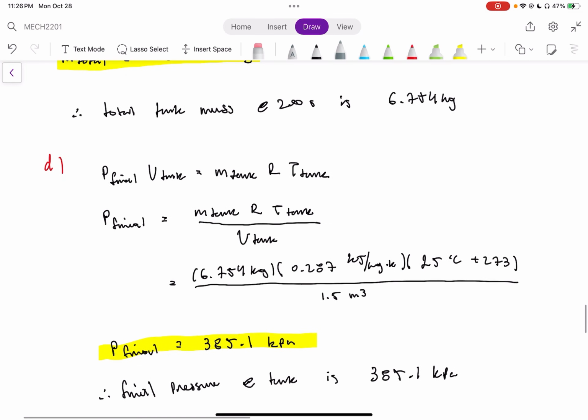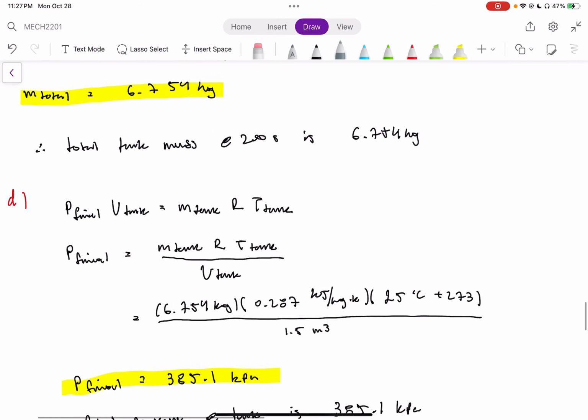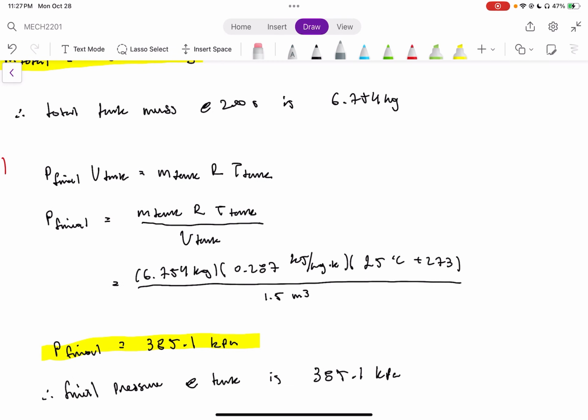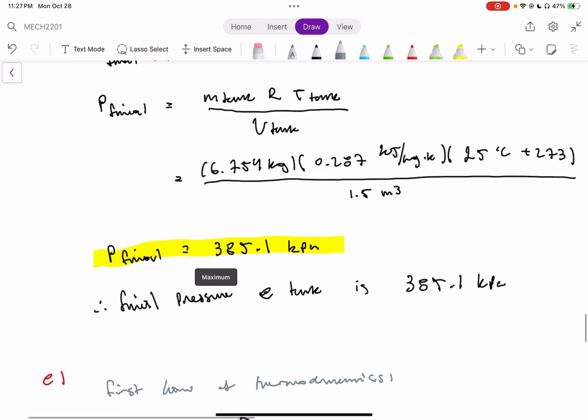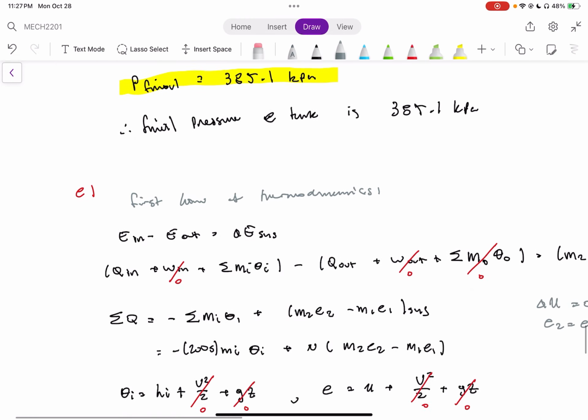At D, we're asked to find the pressure of the tank after 200 seconds of operation. We're given, yet again, the ideal gas equation. We isolate it for pressure, and we use the previously known mass with all the givens in the problem, and we get that the final pressure is 385.1 kPa.